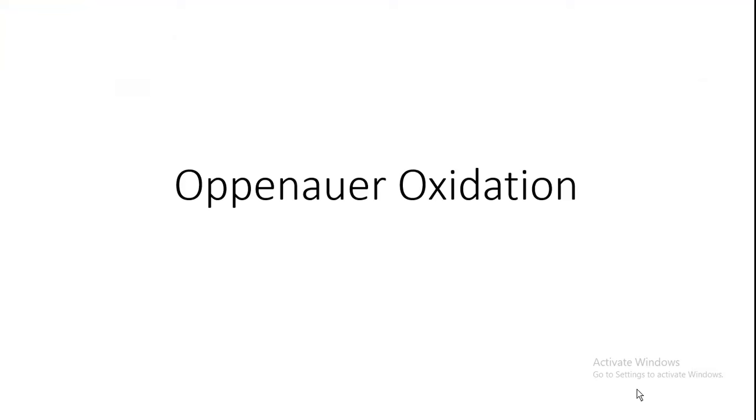So in today's class we will study another name reaction, that is Oppenauer oxidation. We know oxidation means addition of oxygen, the simple classical concept, or loss of electron. If from any compound a loss of electron is happening, that is known as oxidation. This Oppenauer oxidation is very widely used in synthetic chemistry. So let us see what this Oppenauer oxidation is.